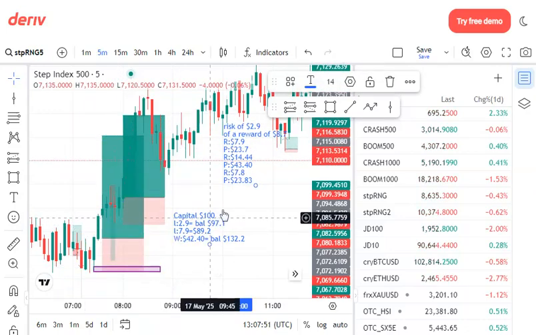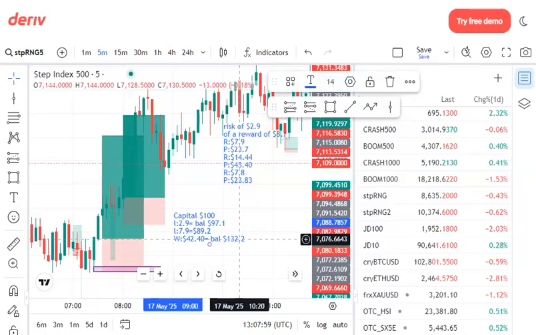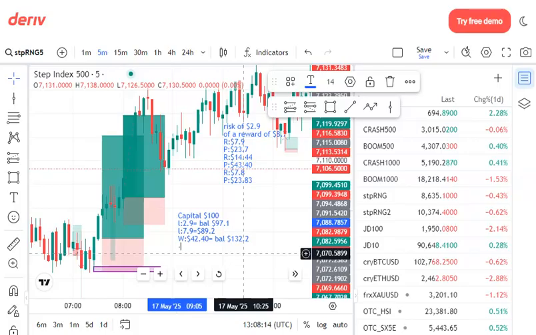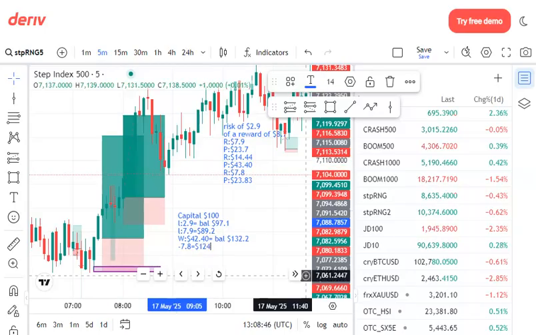So it was a minus. This is going to represent the loss as minus 7.8 USD, which gives us 124 dollars, equals a balance of 1 USD.